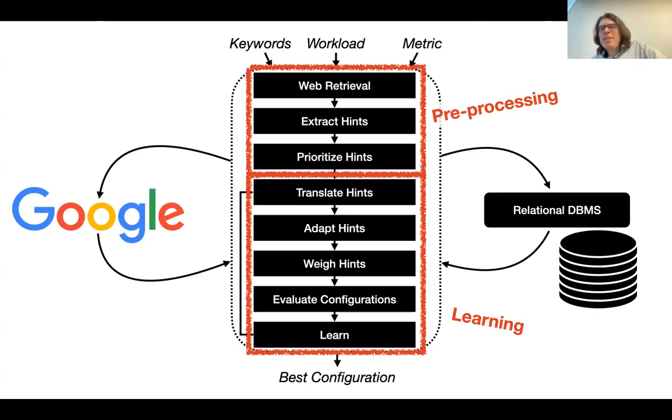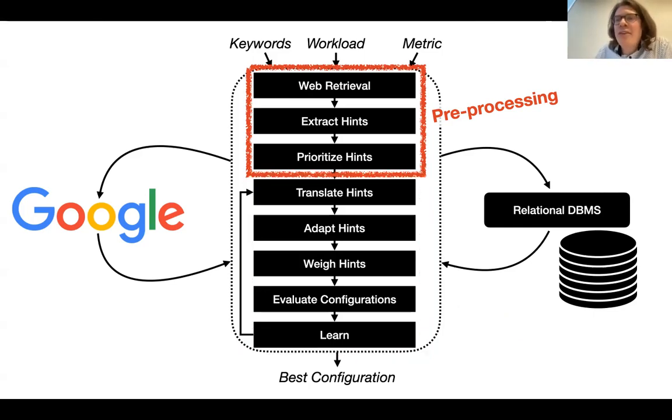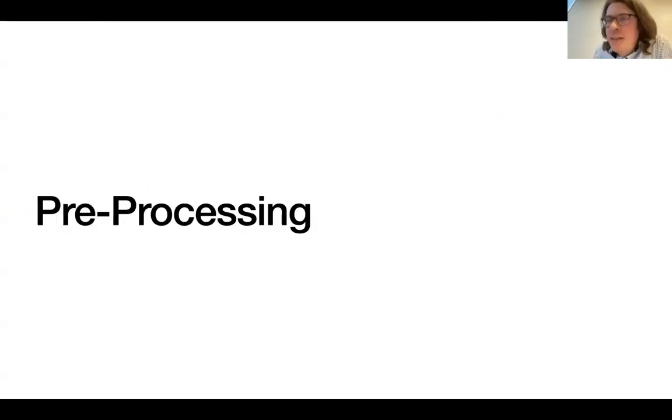From that, we learn to make better decisions in the coming iterations. So there's one pre-processing stage that only happens once per tuning session. And then there's the learning phase, which happens iteratively until a user-defined tuning time limit runs out. The result of the system will be the best configuration found until the time limit. So in the following, I'm going to describe those two phases of the tuning process in a little bit more detail, starting with the pre-processing phase.